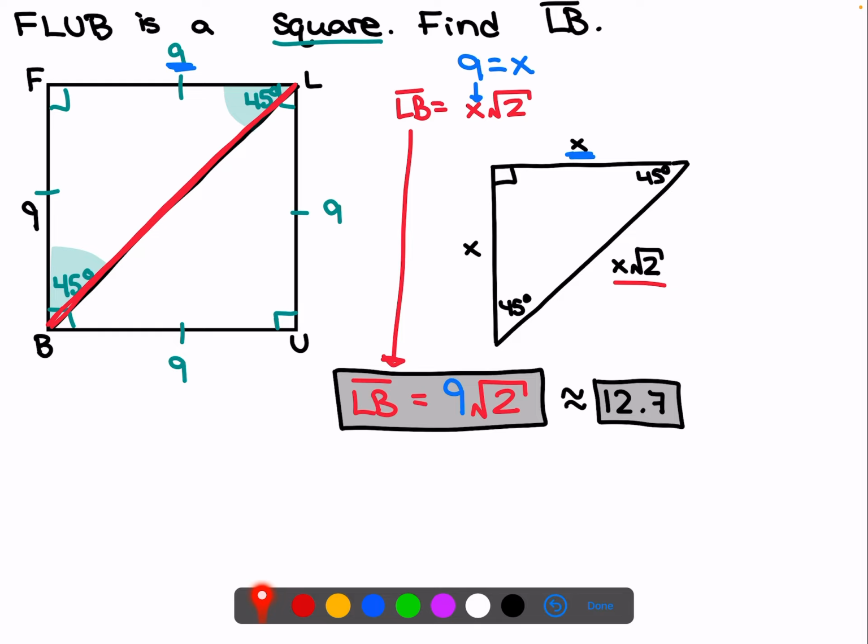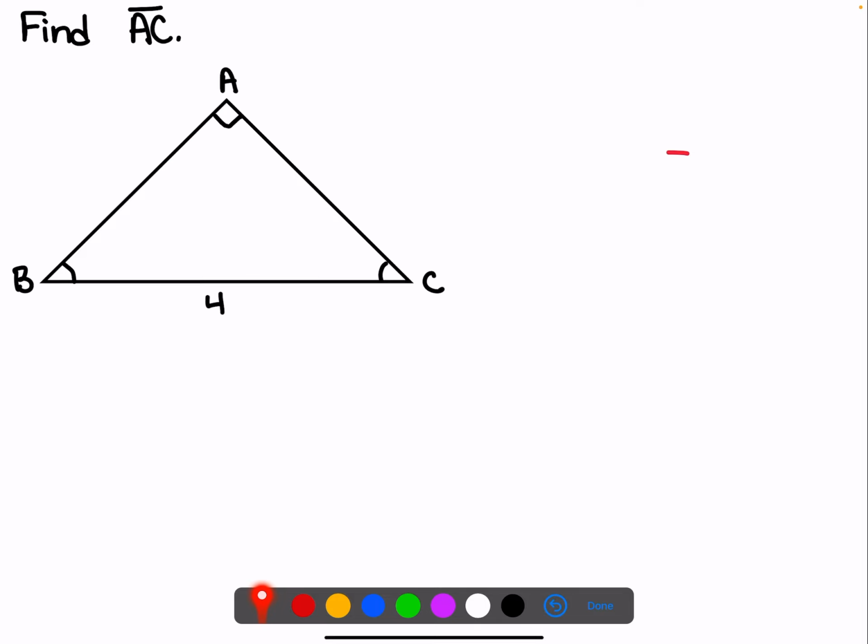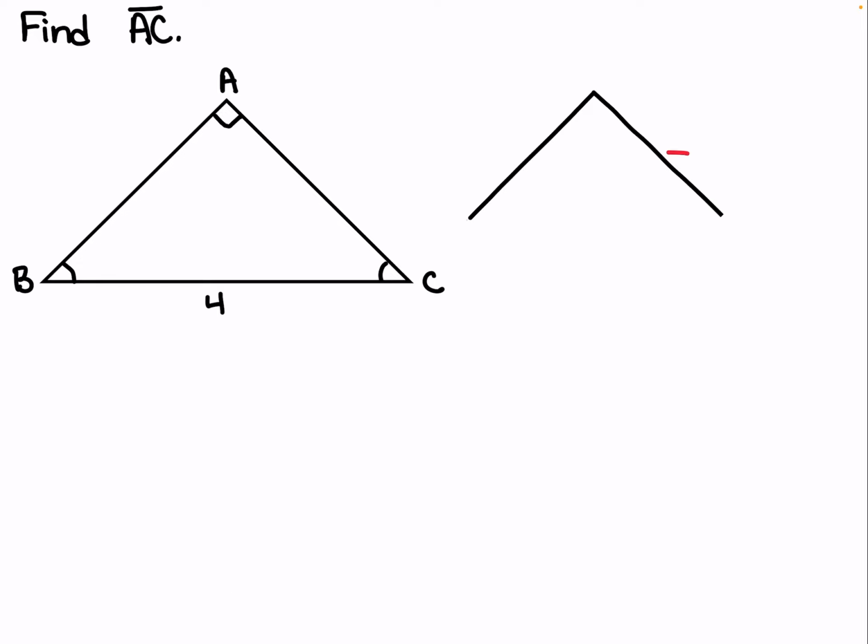And our final question of the day. Find the length of AC. So I take a look at this. First thing we want to look at is the angles. I have a 90-degree angle, and I see that we have two congruent angles here. So if this is 90 degrees, I only have 90 degrees left between angle B and angle C. And since they're the same angle, that would make this into a 45, 45, 90 triangle.